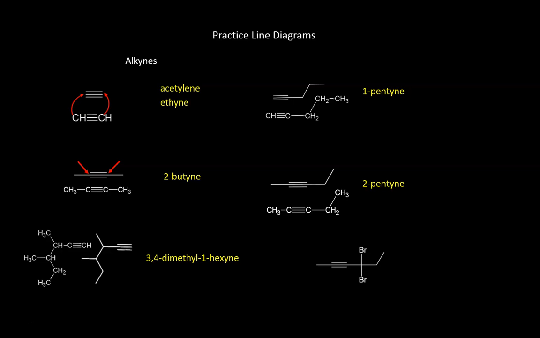I'll leave this one to you. I don't have a condensed formula for it. You should be able to see that this is 4,4-dibromo-2-hexyne or 4,4-dibromo-hex-2-yne. The hex-2-yne method can be applied to all the others on this page, except for ethyne. And that's the end of this video on line diagrams.